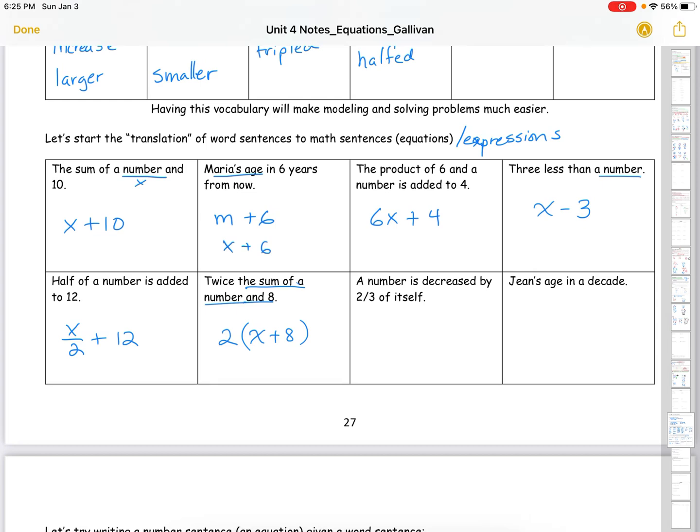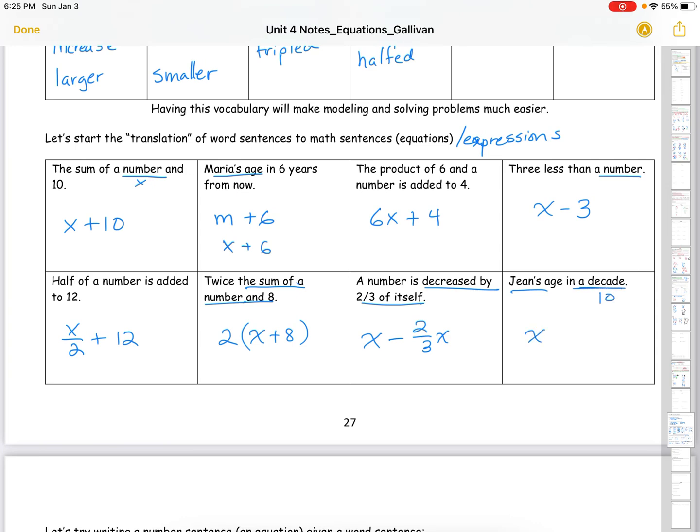A number is decreased by 2/3 of itself. Okay, so decrease means subtraction. So x minus 2/3 of itself, so 2/3 x. Tricky.